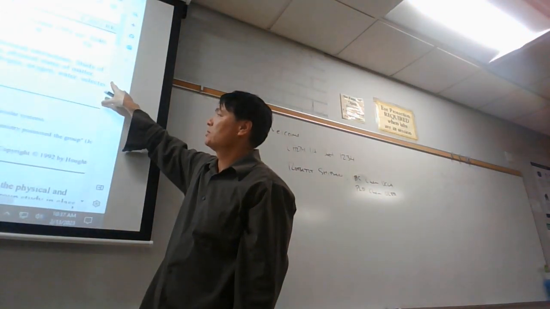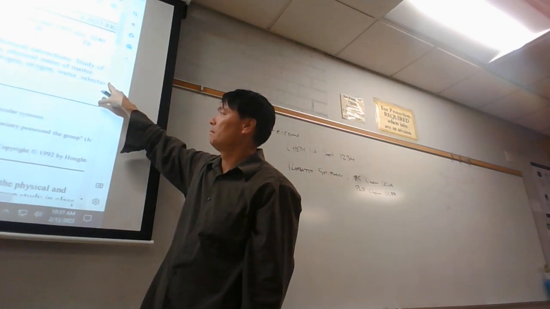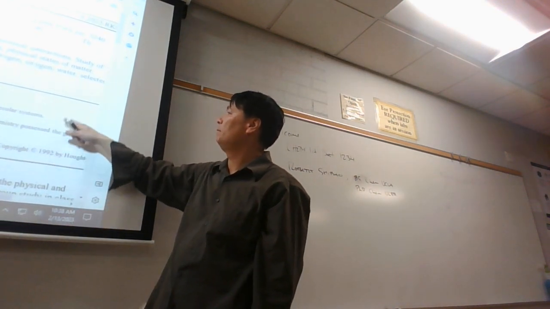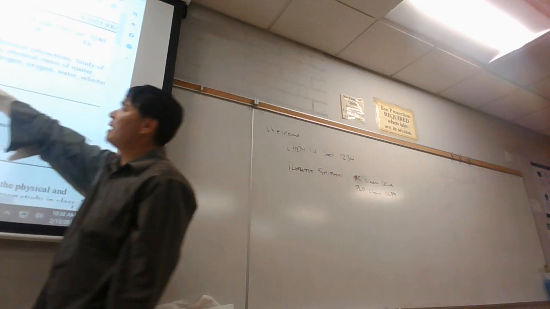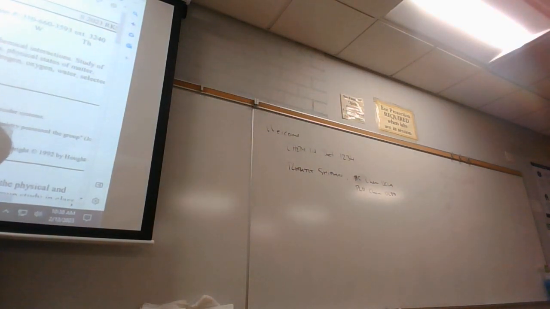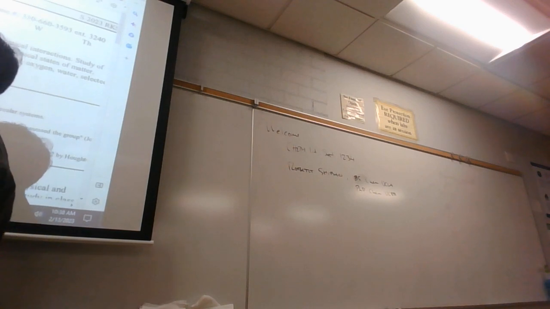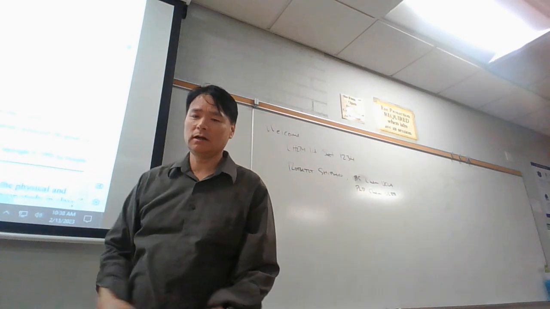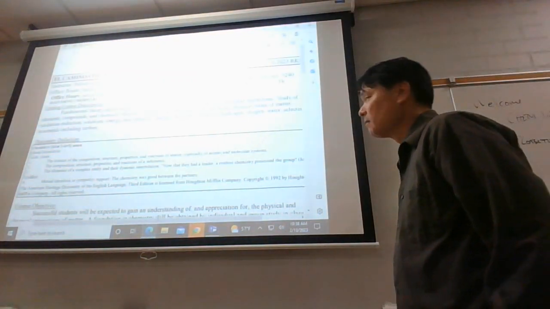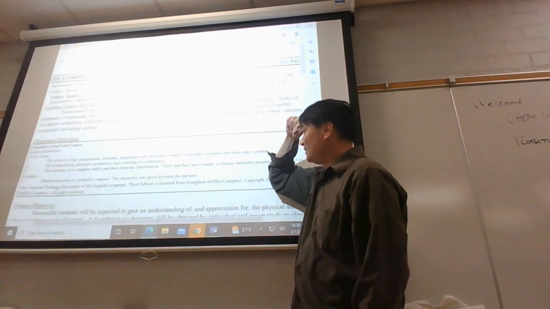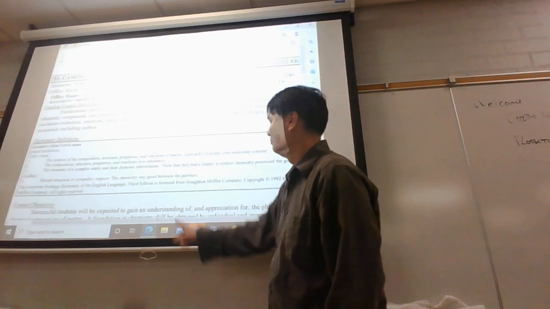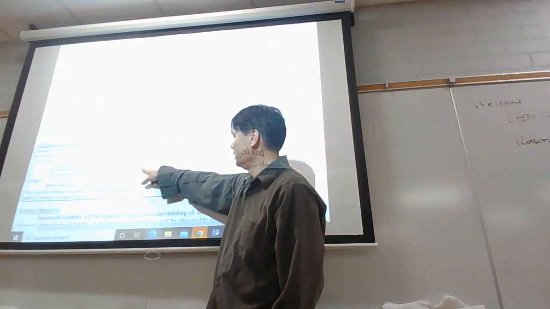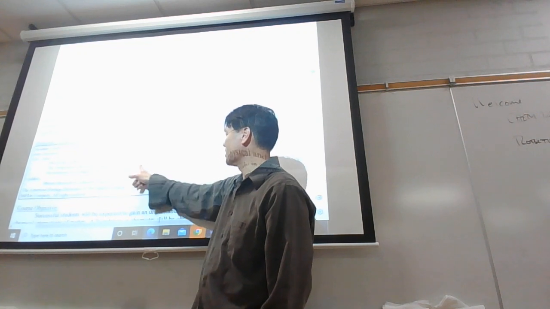Here's the catalog course description. Now we're going to be studying matter, elements, compounds, mixtures, chemical reactions, etc. This is a dictionary definition. I like this one, number 2 here. The composition, structure, properties, and reactions of a substance.